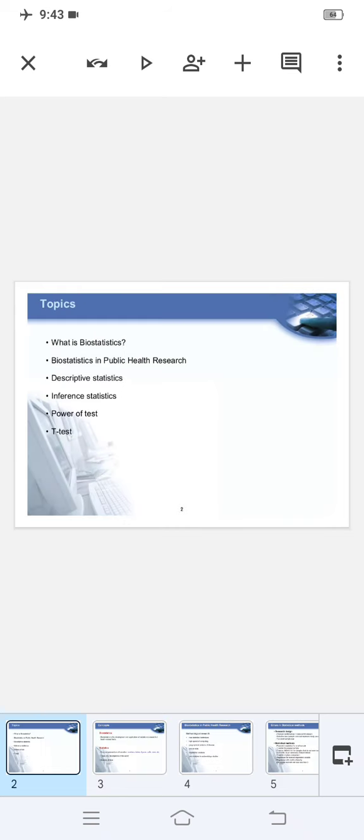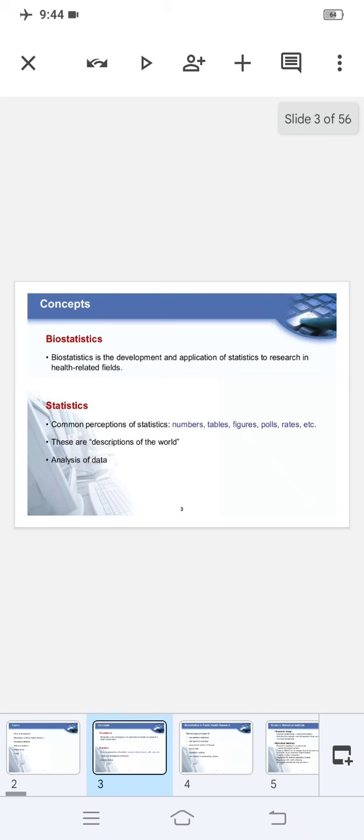Okay, so let us have a look at what biostatistics is, and biostatistics in public health research, descriptive statistics, and inferential statistics. These are the various types of biostatistics. Then we will go forward towards the various tests to analyze the statistical data which is observed by any specific test.